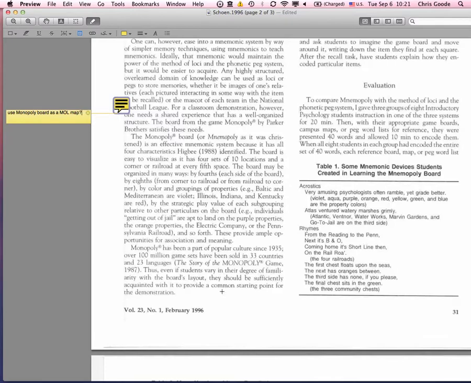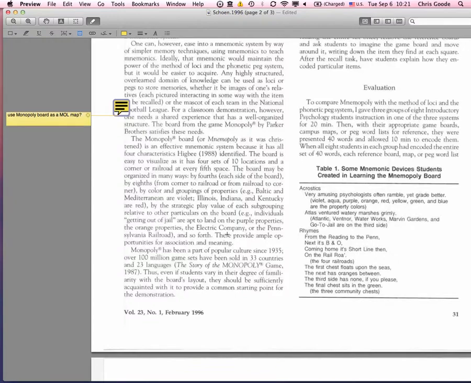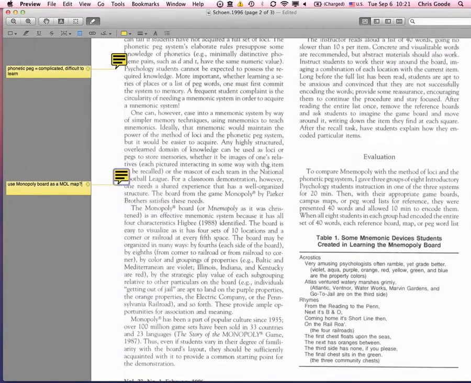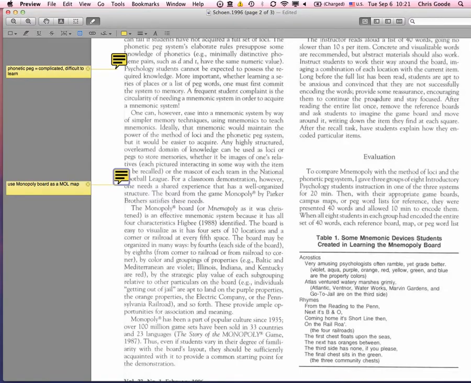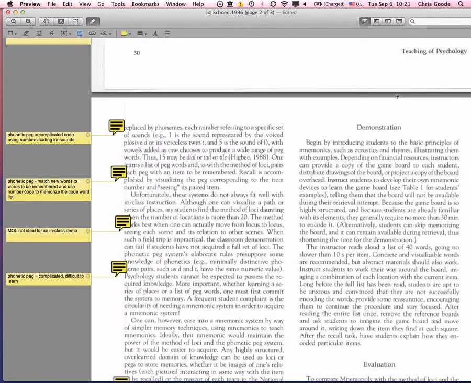Monopoly's been a part of popular culture. It's in 23 languages. So even if you're not that familiar with the board's layout, you've seen it before and you can use it too. So I'm not going to make any notes here. This is just sort of justifying what I already know about the Monopoly board. And check, it's definitely used. He definitely wants to use it as a method of loci map.